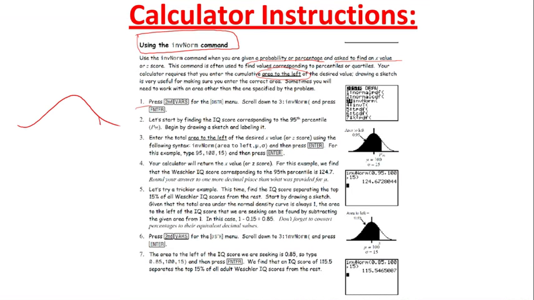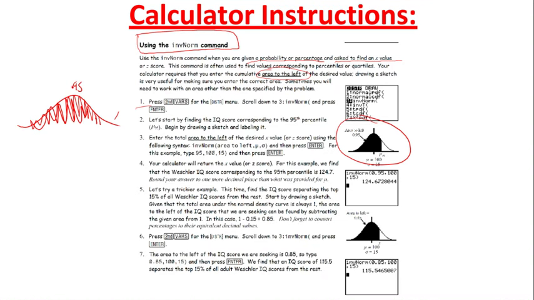So the top 95% would mean that all of this would be like 0.95 area there. That would represent 95%. You can see it here. You don't have to sketch all of these, but nonetheless.